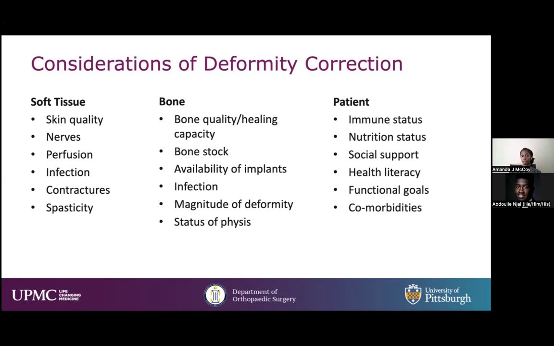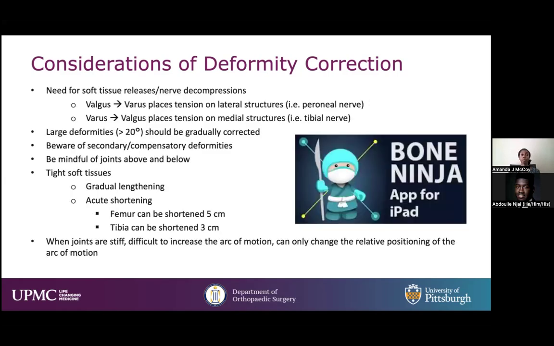You want to consider the magnitude of the deformity, and also the status of the physis. In a growing child, you might do an acute osteotomy correction, or you might do a gradual correction. But if the child is still growing, there's always the possibility that the deformity may recur. In terms of patient factors, you want to think about immune status and nutritional status, as we talked about. A cause for bony deformity in children is often nutritional rickets, which is vitamin D deficiency. You also want to think about social support, health literacy, functional goals, and medical comorbidities.